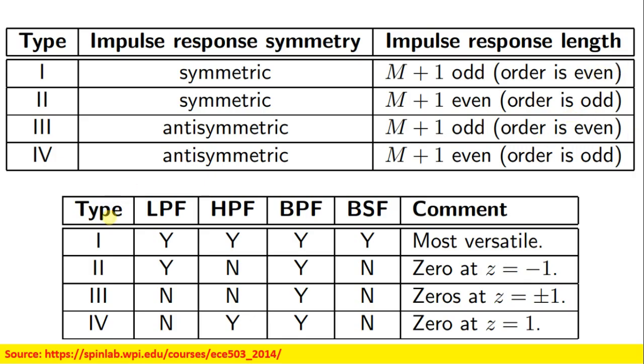Okay. Now over here, if you look into the different types of the filters, the type 1 filter is the most versatile filter, and using this filter you can design low pass, high pass, band pass, and band stop filters, which is not the case with the other types of filters. Hence, in most of the textbooks you will find that FIR filter designing is discussed with respect to type 1 filter, and accordingly we will also stick to type 1 filter.